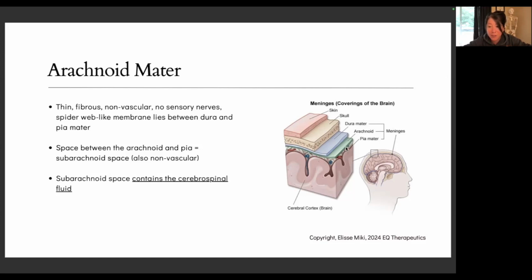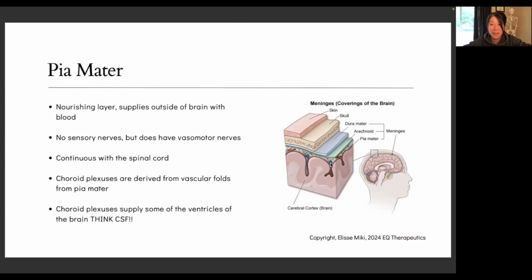So that is very important for our work because a lot of the goals of the work that we're doing in cranial is to promote the flow of this cerebral spinal fluid. So it's in that subarachnoid space that we're going to have CSF circulating. Then looking at the final innermost layer is the pia mater.